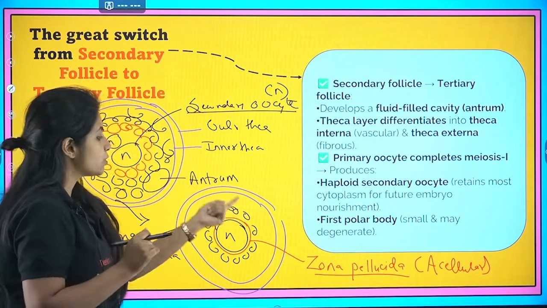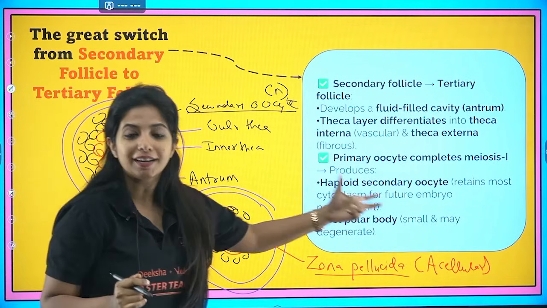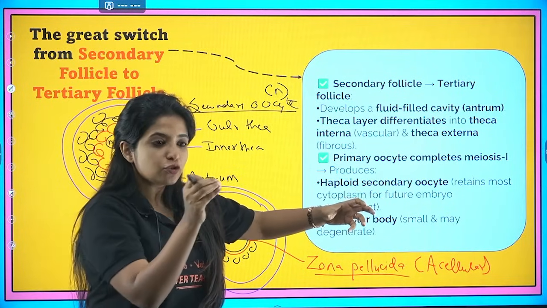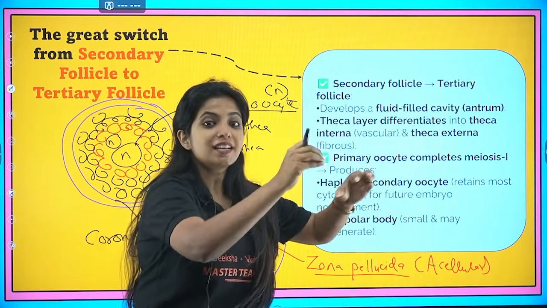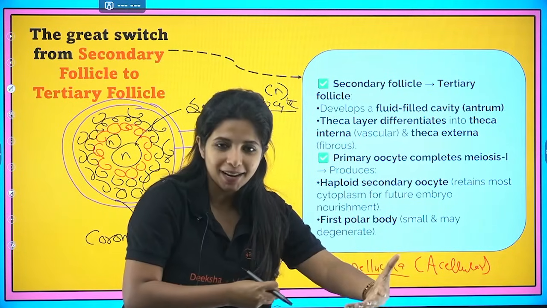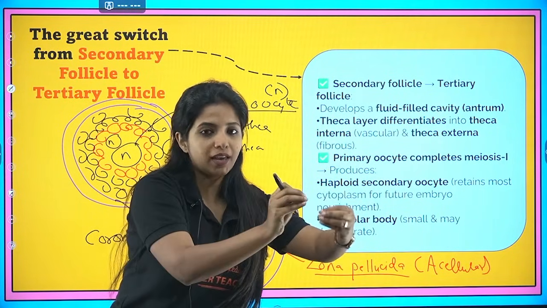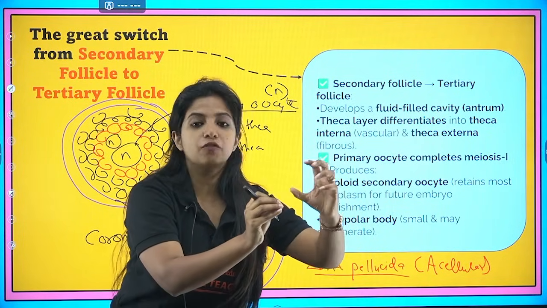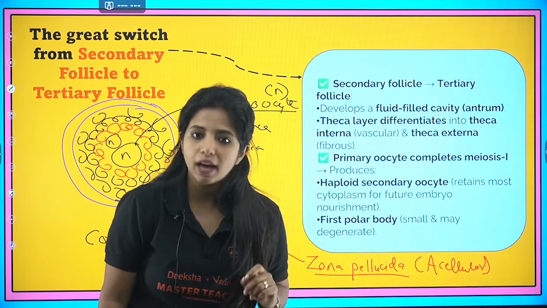It also has corona radiata around it. Now when the sperm comes, sperm has to move towards the corona radiata, get inside the zona pellucida, and then, my dear children, when it reaches there, the secondary oocyte finally divides and forms the ovum, and that's when fertilization will be happening.